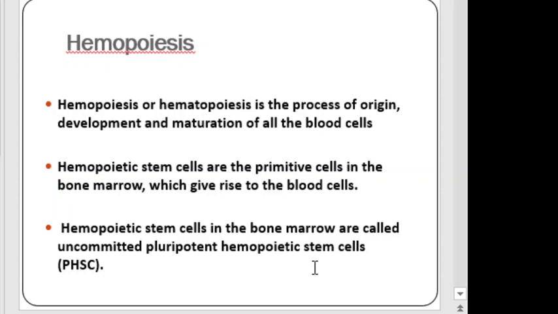Primitive means an early stage. One cell is there in the bone marrow, and its name is pluripotent hemopoietic stem cell. From this pluripotent hemopoietic stem cell, all the blood cells in our body are formed. So you should know the place from where the blood cells are formed is nothing but your bone marrow, the cells in the bone marrow.